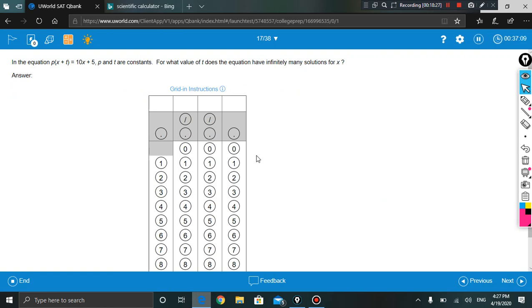That one is a bit weird. This question is weird. I got what they want. Okay, it's not weird. It should be easy. So let me go ahead and solve it. We're gonna distribute the p. We're gonna distribute it inside. So we're gonna say px plus pt is 10x plus 5.